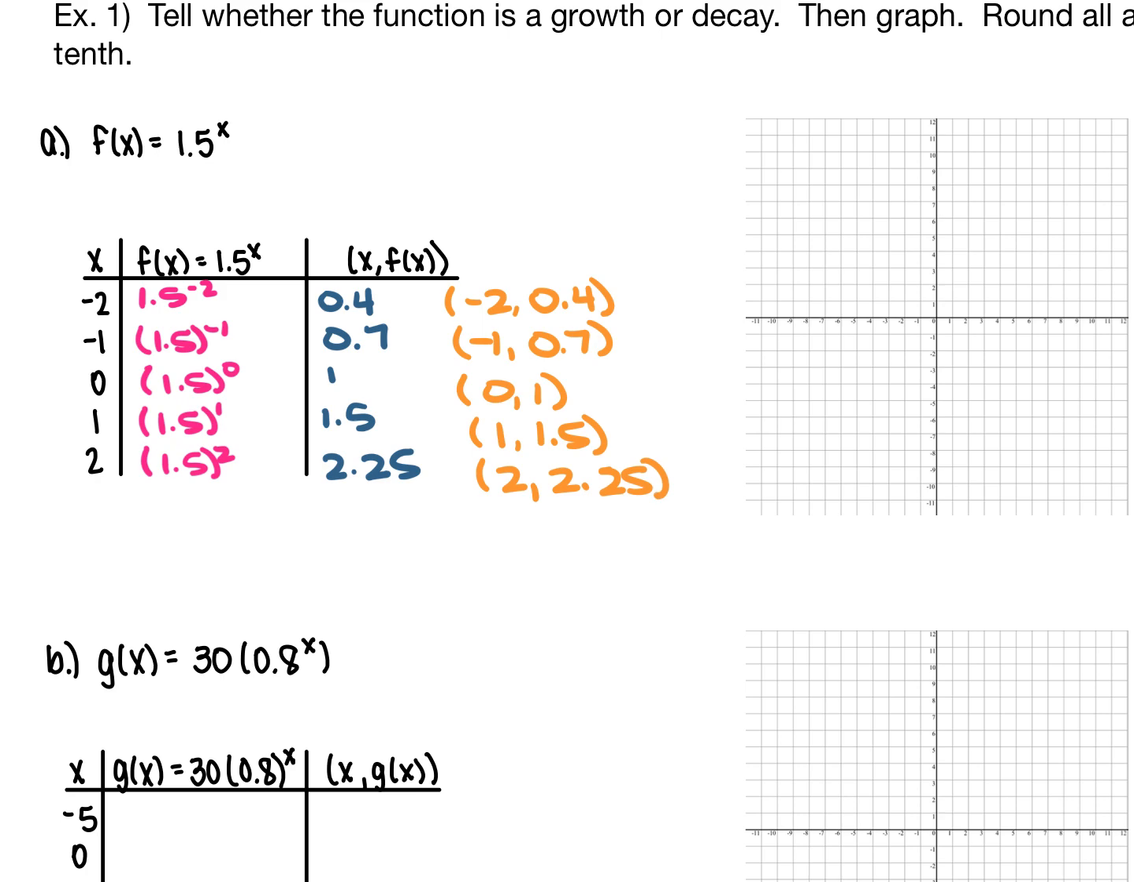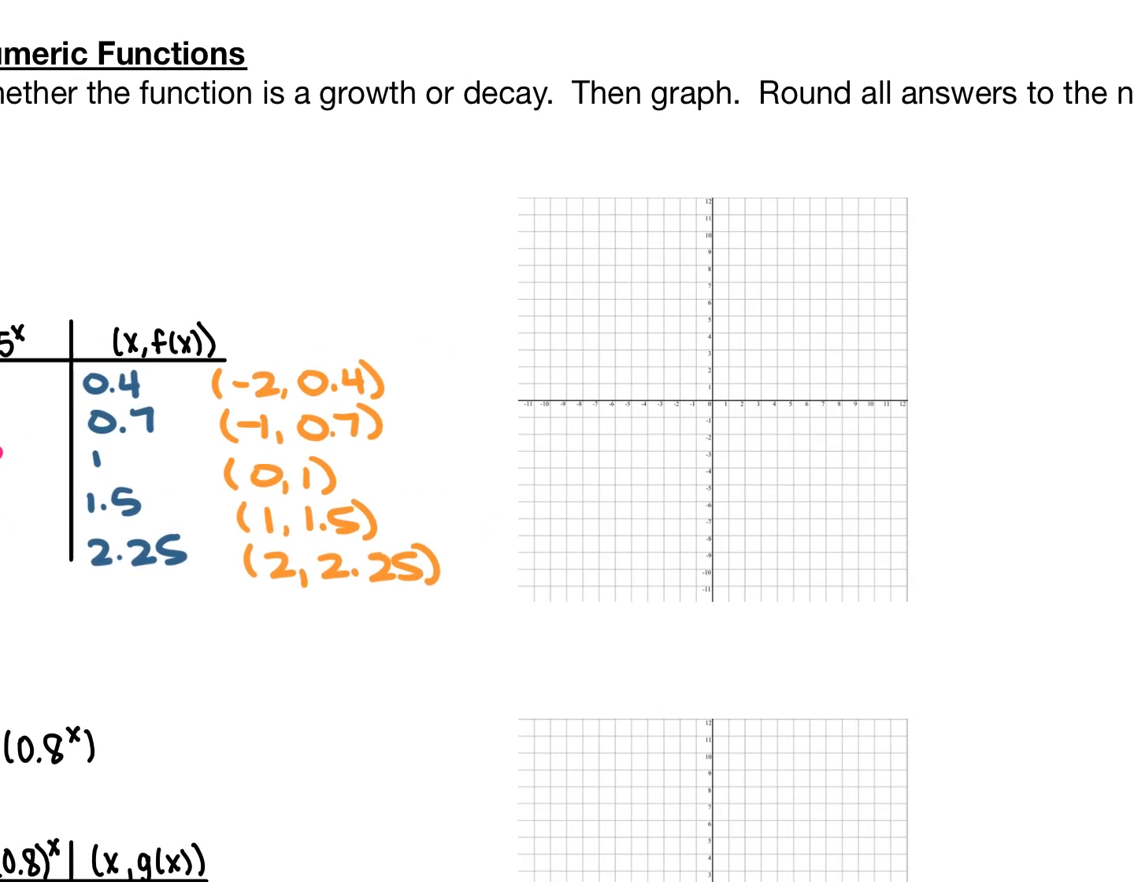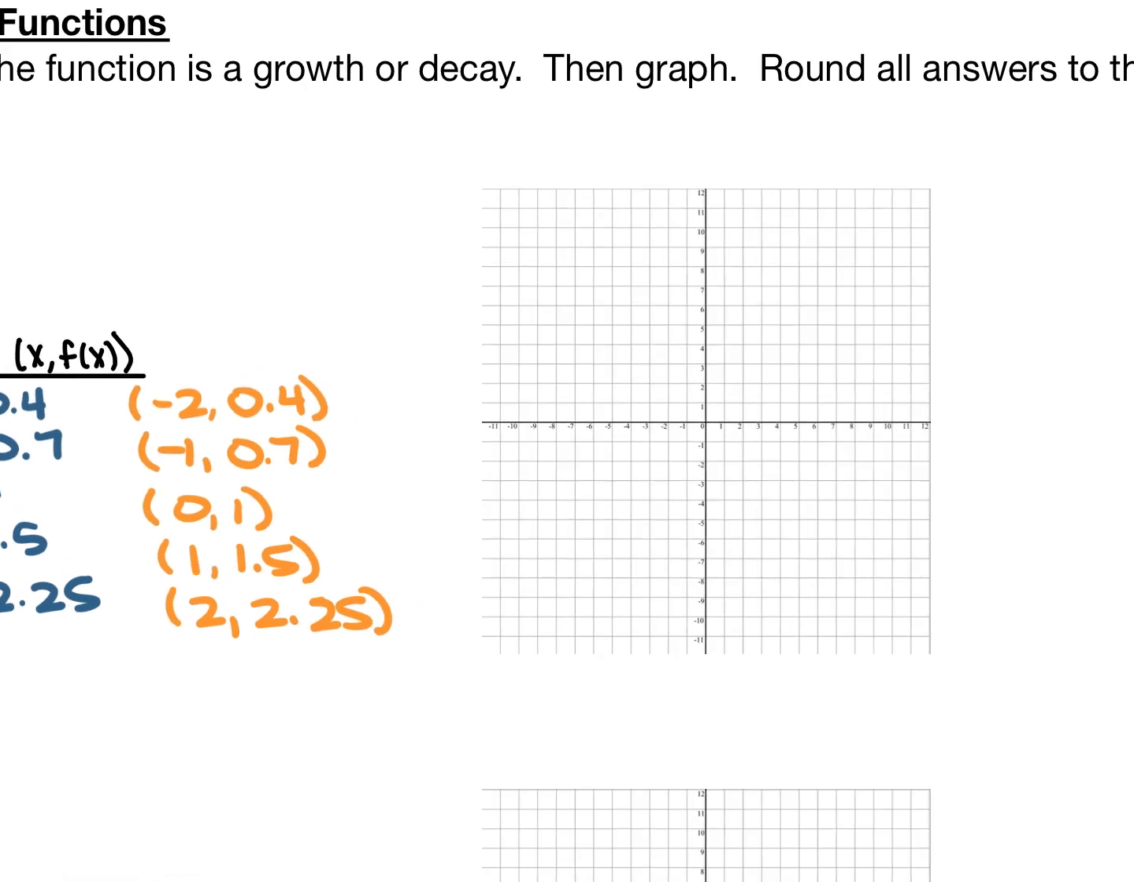2.25. So to graph these on your coordinate plane, we have negative 2 at 0.4, which is going to be about here. Then negative 1 at 0.7 is going to be about here. 0, 1 is here. 1, 1.5 is here. And 2, 2.25 is here. So you're going to see as you go to the right, your line is going to curve upward.